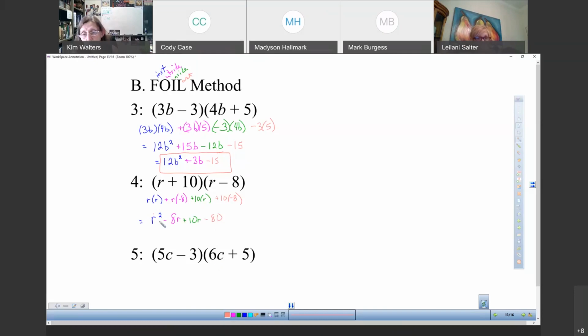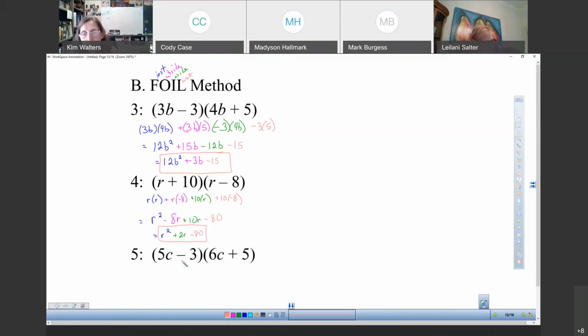R times R is going to give me R squared. I'm going to get negative 8R plus 10R in the middle, and then 8 times negative 8 is a negative 80. I can collect these two middle terms together, so my final answer is R squared plus 2R, because negative 8 plus 10 is 2, and then minus 80. Several of y'all put that in there. Excellent. Very good. Questions? All right, you got this.